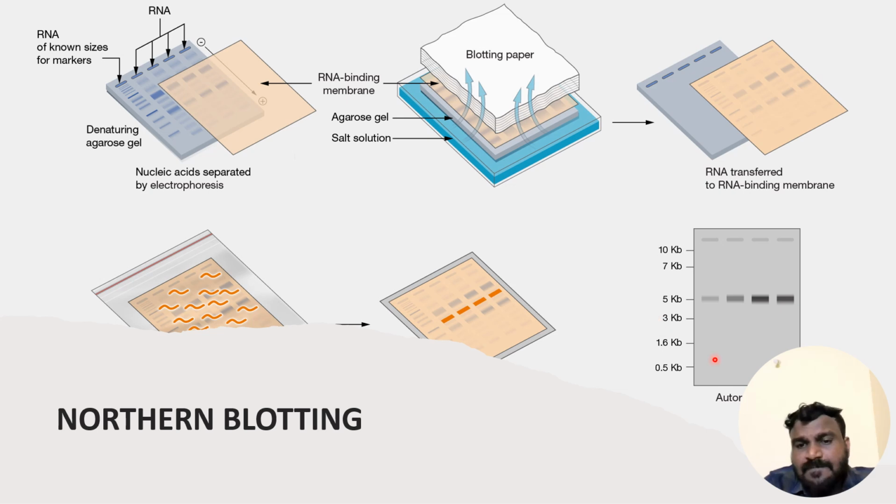So for example, if these four samples are from different patients, we can assume that this can be a normal expression level, whereas these two patients, patient 1 and 2, have a reduced or down-regulated gene expression for this specific gene, which may cause the specific disease. So RNA expression levels can be assessed using northern blotting.